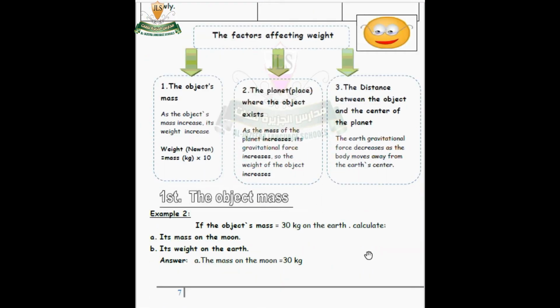Number one, the object's mass. As the object's mass increases, its weight also increases. And the rule: weight equals mass times 10. Weight, its unit is Newton; mass, its unit is kilogram; and 10 is the Earth's gravity. So, weight is equal to mass times 10.